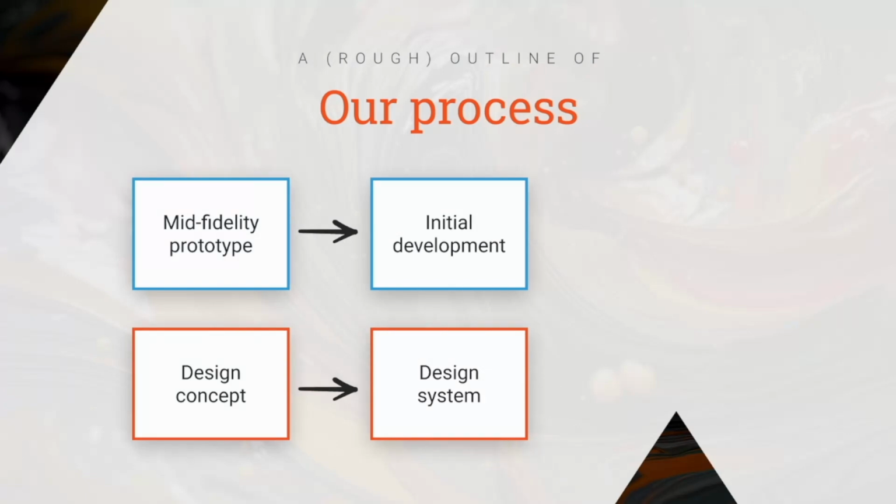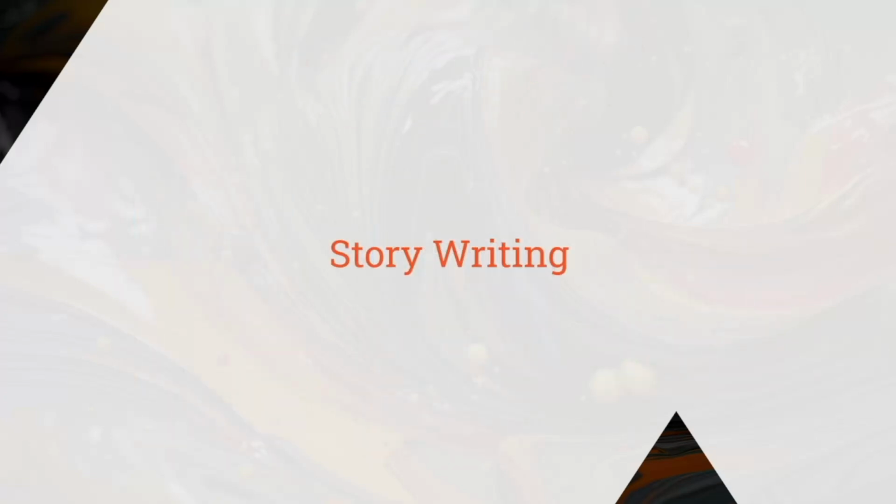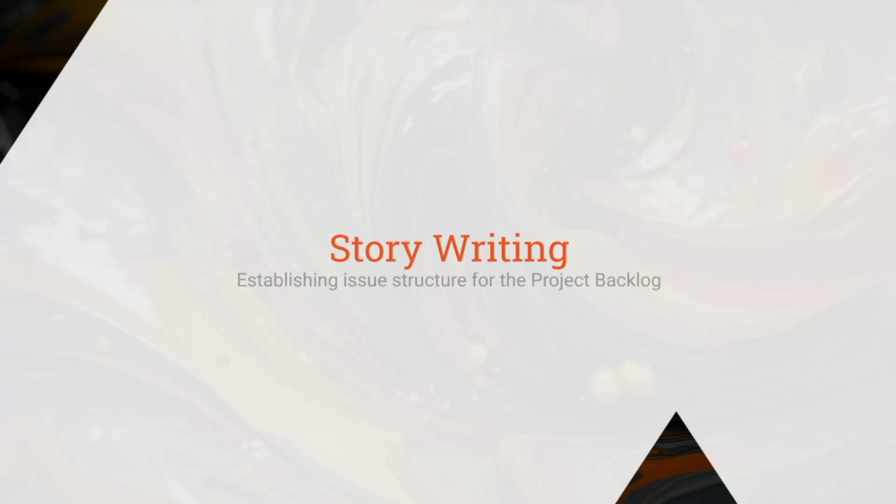Once the development team has completed the bulk of their work, we'll merge the design system to reveal a styled website, on which we can continue to refine styling, layouts, and functionality as needed. As the team works through each step of the strategy phase, they'll also be preparing for development by writing stories, which relate to the various requirements identified during discovery. These stories make up the issue structure used to create the project backlog.